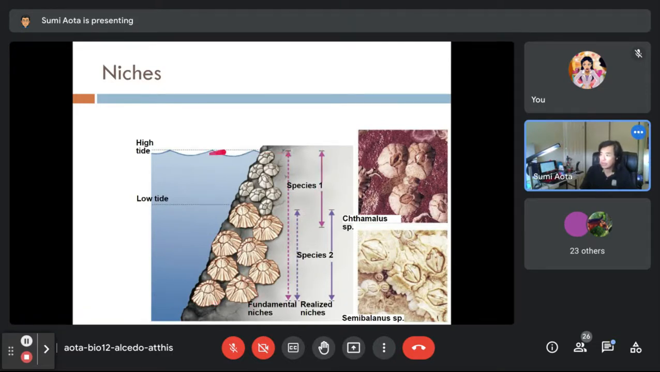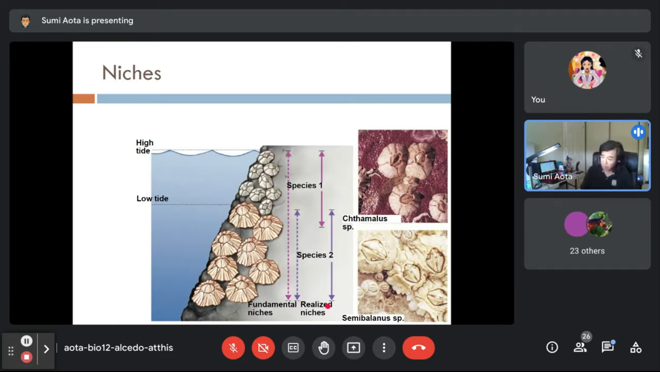Now, if you look at the smaller barnacles, you'll notice that their dotted line goes from the top of the high tide line to the bottom of the intertidal zone, and it's labeled their fundamental niche. This is the total area that the smaller barnacles can live in. It can survive. This entire area is habitable. But where you find them is between the low tide line and the high tide line. That's where you will actually find them. And that's what we call the realized niche, where they're actually found.